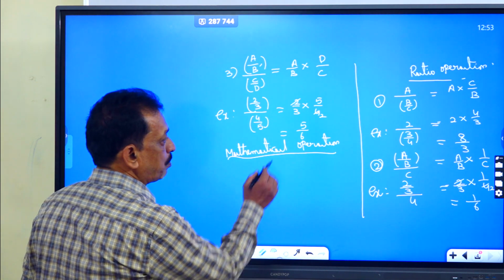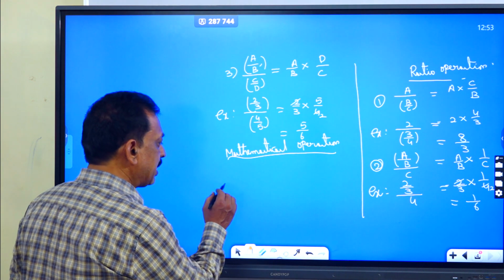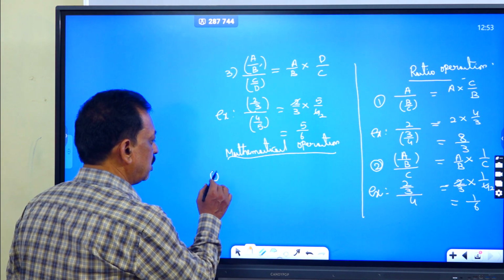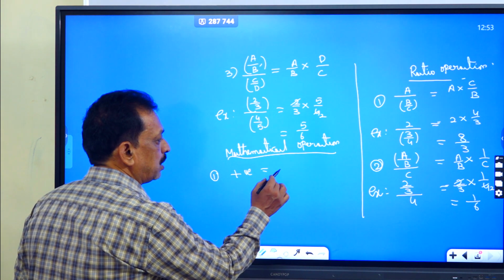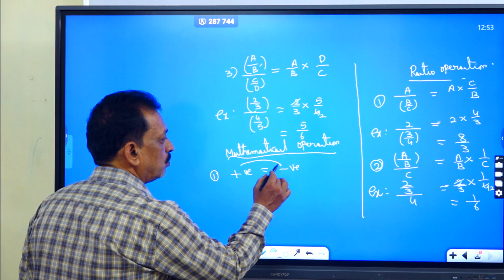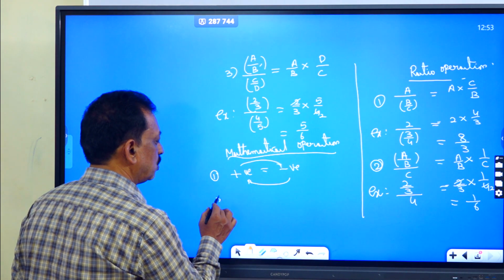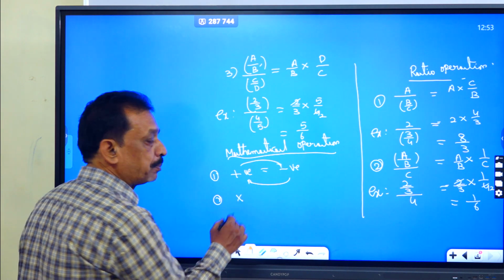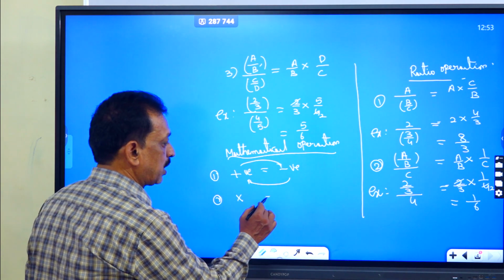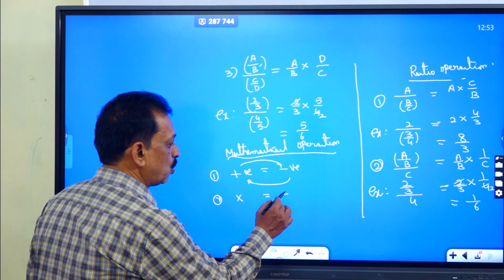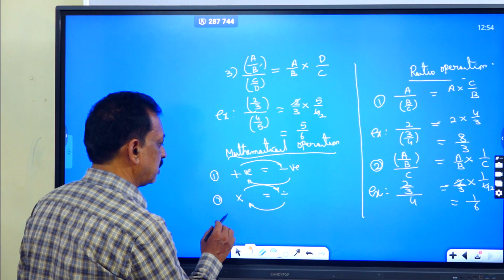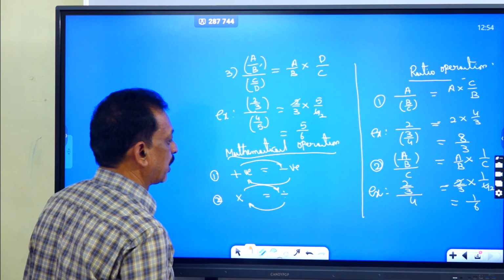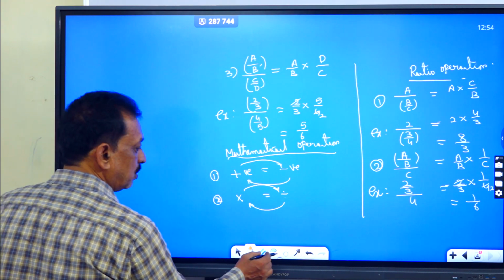Now, mathematical operation. See that first one: if you take a positive to the right side, it becomes a negative, and negative becomes a positive. Second one, multiplication: if I take it to the right side, it becomes a division. Division becomes a multiplication.